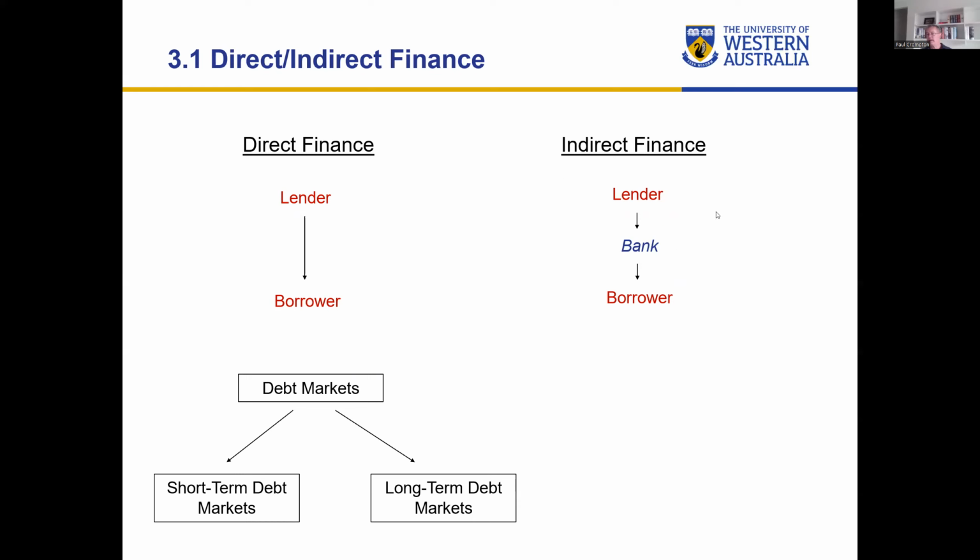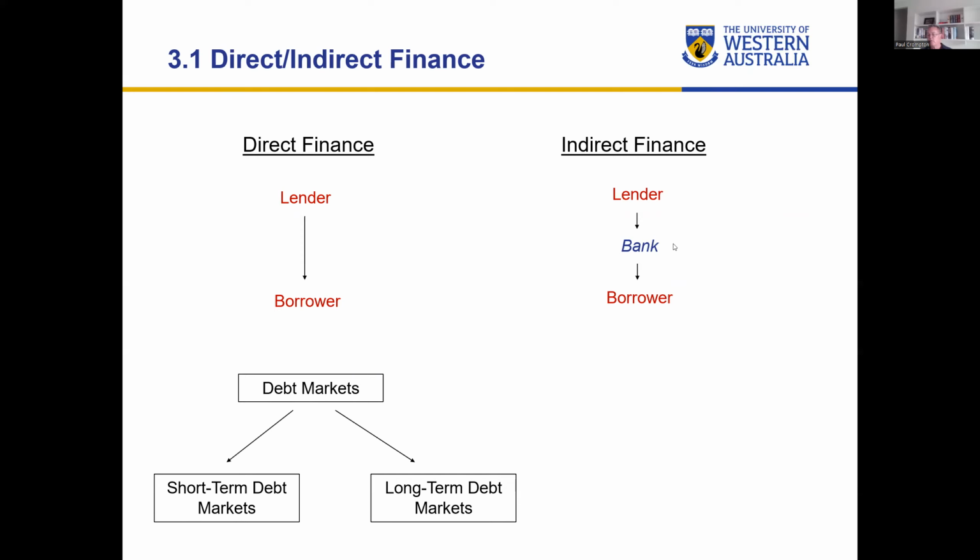Now, you may well participate in this market. If you've got a car loan, you'll be a borrower. If you've got a mortgage, you'll be a borrower. However, if you've got money in a savings account, you'll be a lender. If you've got money in a term deposit, you'll be a lender.